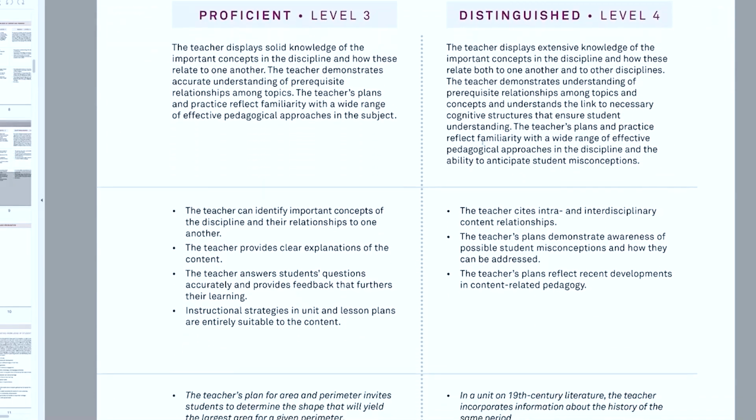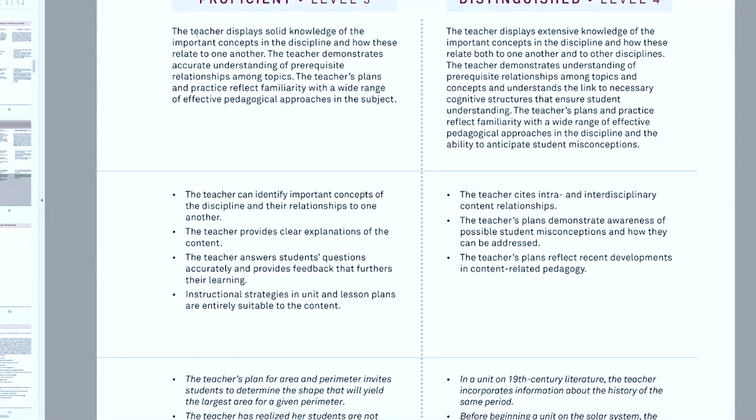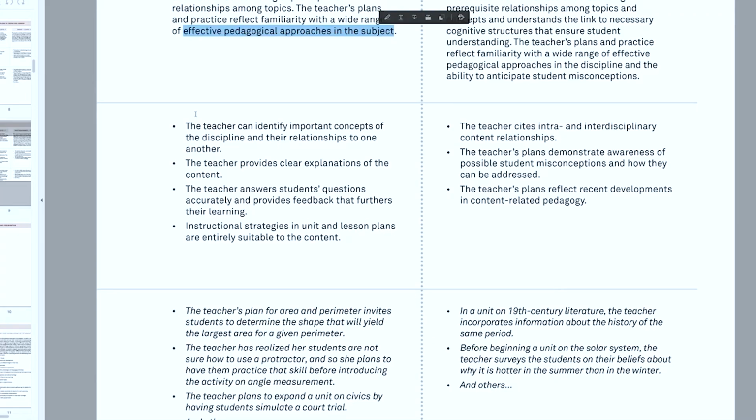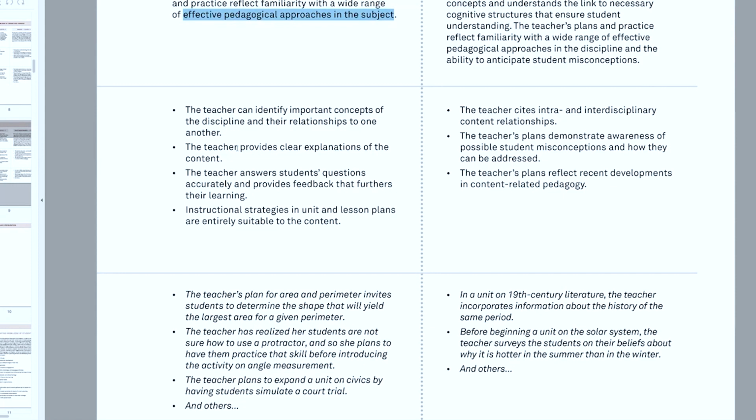Now, let's go to the proficient level. You can see here that displays a solid knowledge. So you know what you're talking about here. Demonstrates accurate understanding of prerequisite skills. So now you're accurate. And your practice reflects a familiarity with a wide range of effective pedagogical approaches on the subject. This is actually really good. I mean, to be proficient, you got to be on your game really, really good. And here you can see the examples here.